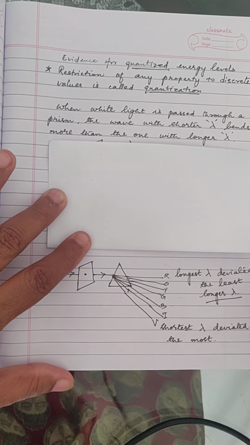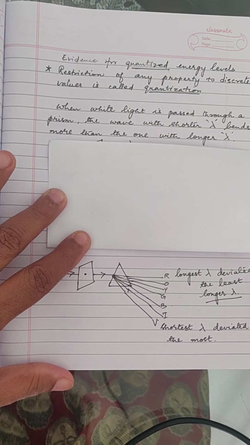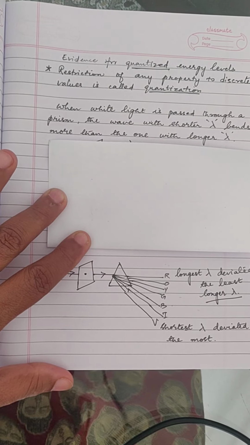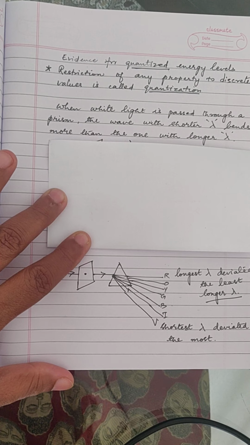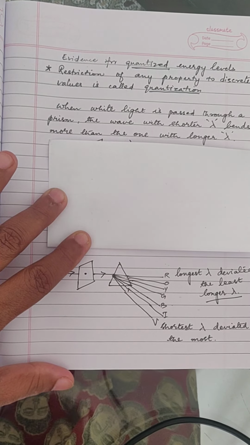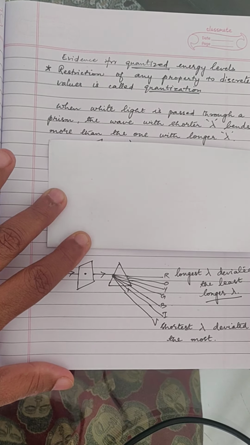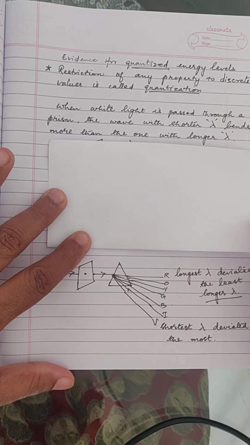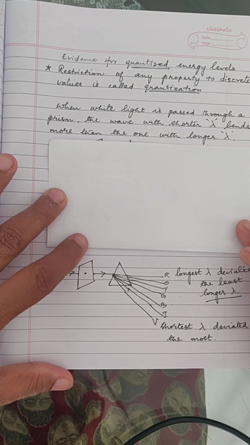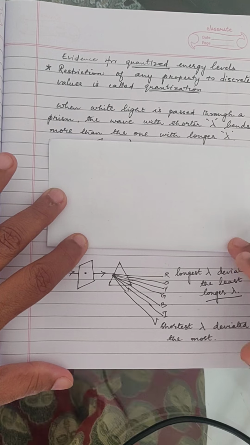And this is the reason why red color is used as a signal. You can see red color from a very long distance, is it not? Because it has a longer wavelength, it is visible to your naked eye even from a very far off distance. So this is the basic concept.